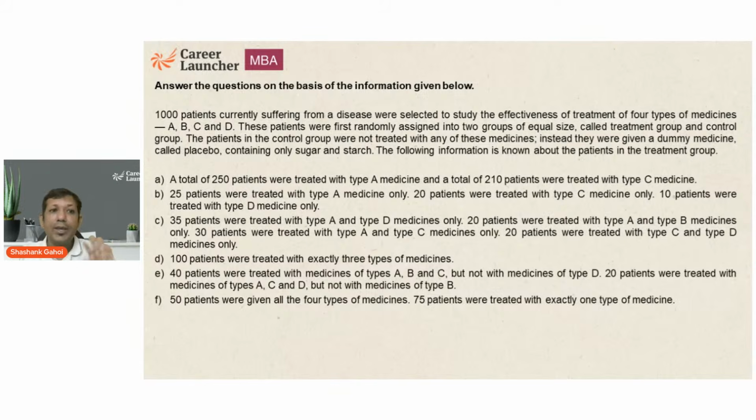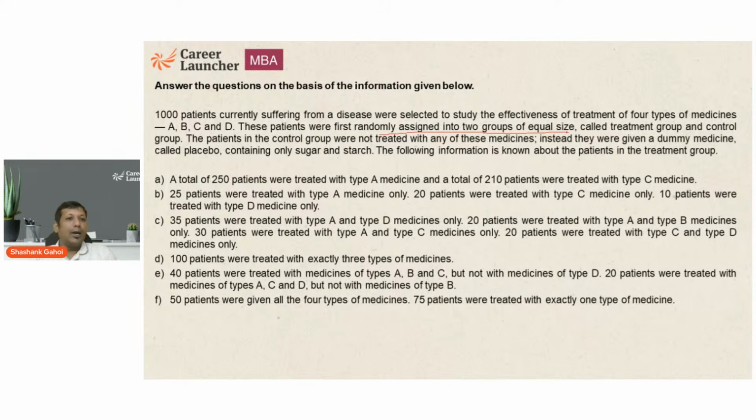So we are not talking about the total data of 1,000 people. We are talking about the data of 500 people. And why so? Because if I look at this statement, patients were randomly assigned into 2 groups of equal size. So basically there are 2 groups, that is a 500 group and a 500 group, and one group is given the medicines A, B, C and D, and the second group has been given nothing.